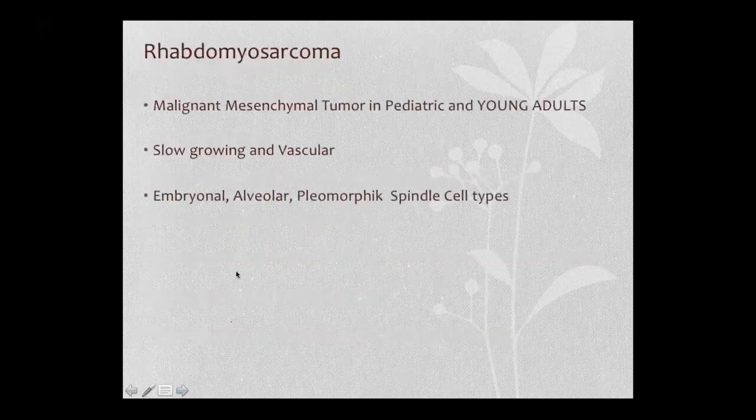Rhabdomyosarcoma is seen in pediatric patients and young adults. The differential diagnosis sometimes is juvenile nasopharyngeal angiofibroma. The only difference is the contrast enhancement and the widening of the sphenopalatine foramen are a little different. This is also a slow growing and vascular lesion, and it has different varieties. The embryonal variety is more common in pediatric patients, and then there are alveolar, pleomorphic, and spindle cell types.